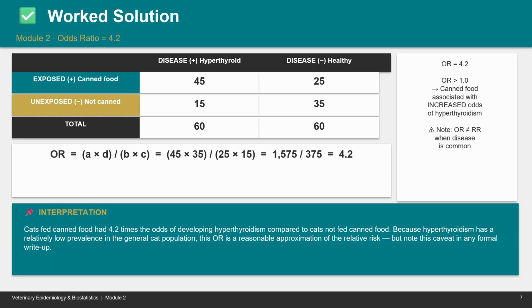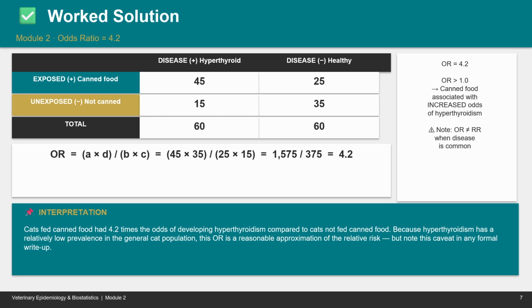Fill in the table. We have 45 cases that ate canned food. That's cell A. The remaining 15 cases did not eat canned food, cell C. For controls, 25 ate canned food, cell B, and 35 did not, cell D.